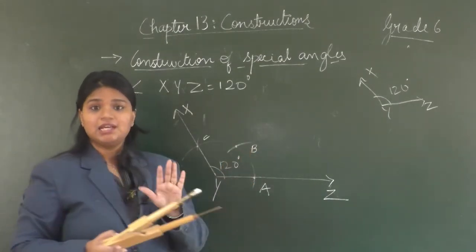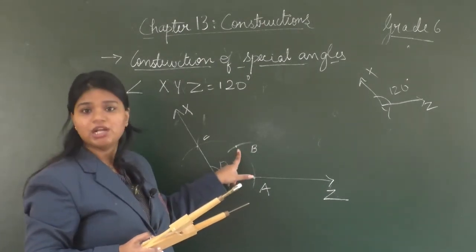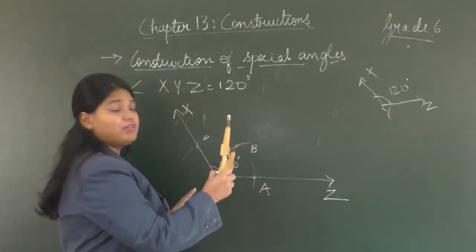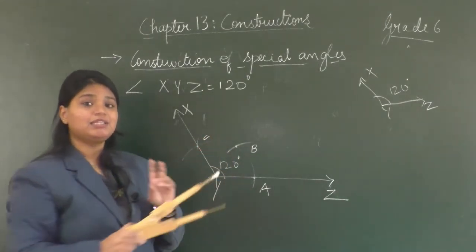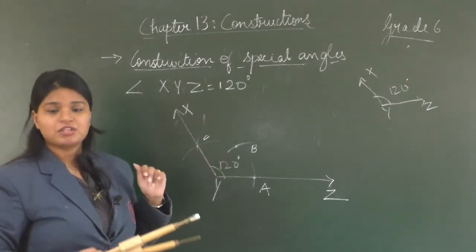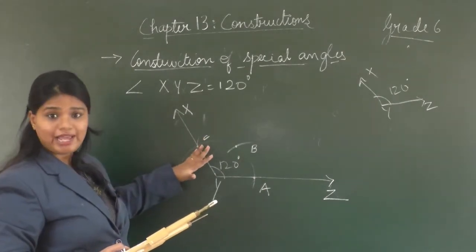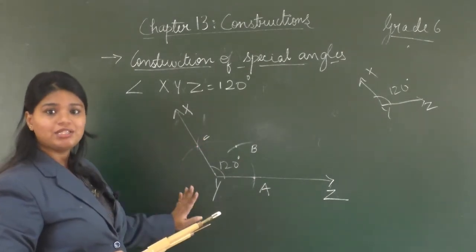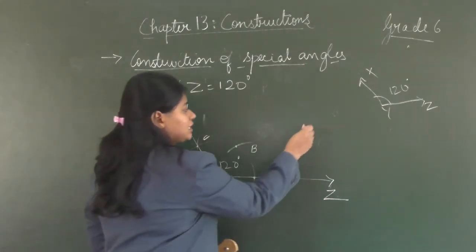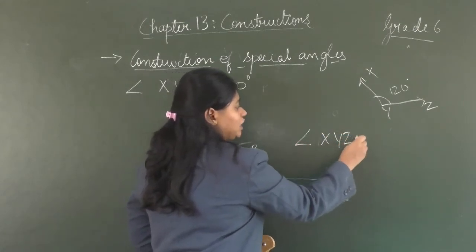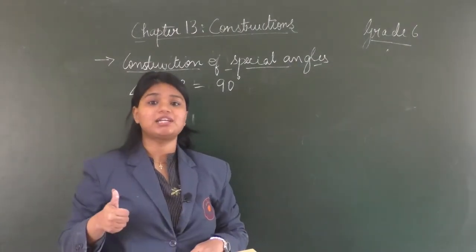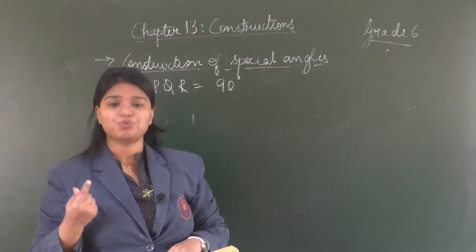Now follow the steps of 60 degree angle, right? Then I will place the needle on point A and cut one arc. I name it as B. Now using the same method, I will place the needle on point B and cut the second arc, right? And I have named the second arc as C. So extend this line up to X. So we got the other arm of the angle, that is XY. So we have constructed angle XYZ equals to 120 degree.